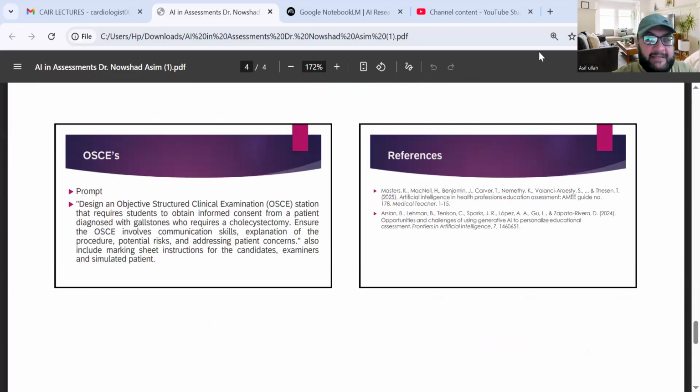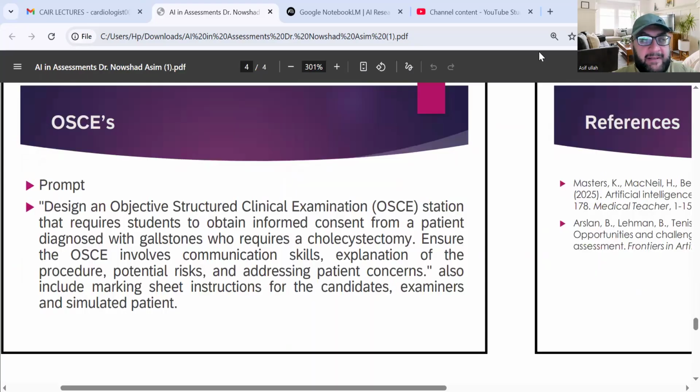For OSCE, the standard prompt is different. Design an objective structured clinical examination station that requires students to obtain informed consent from a patient diagnosed with gallstones who require a cholecystectomy. Ensure the OSCE involves communication skill, explanation of procedure, potential risk, and addressing patient concerns. Also include marking sheet, instruction for the candidate, examiner, and simulated patient.